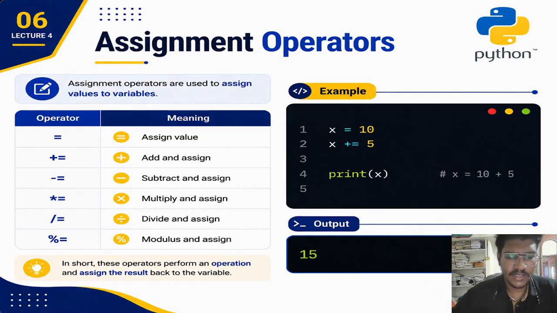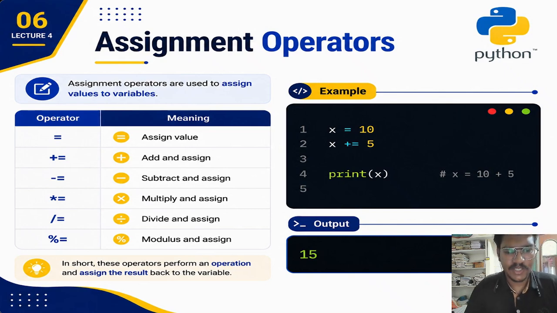Okay, let's see how they work. For example, num is equal to 10. So print num, it will print 10. Right here we have written the example x is equal to 10 and x plus equal to 5. So x is 10, and 10 plus 5 is 15. The output you can see here is 15.